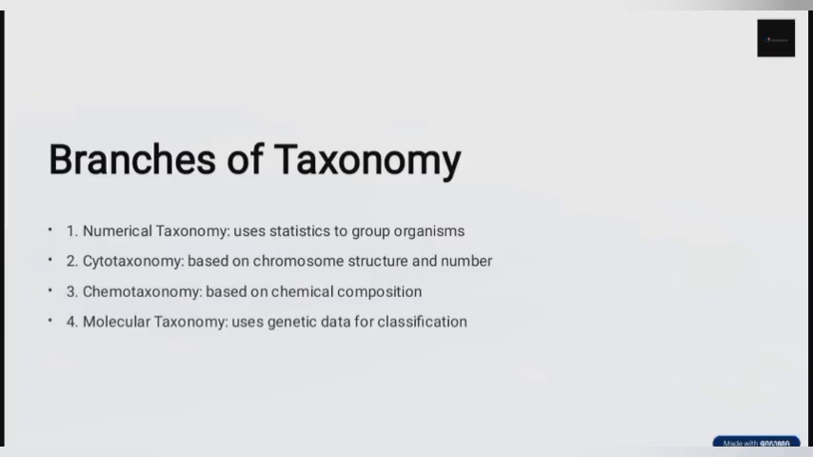Cytotaxonomy. Cyto normally talks about the cell. So in cytotaxonomy, we classify them based on chromosome structures. Some are diploid organisms, some are triploid organisms. Just like last week, we talked about polyploid organisms. We say plants are majorly polyploid organisms. And then lastly, we also have molecular taxonomy, where we make use of genetic data for classification. These are just some branches of taxonomy. For today, we'll just be looking at a general overview of everything.